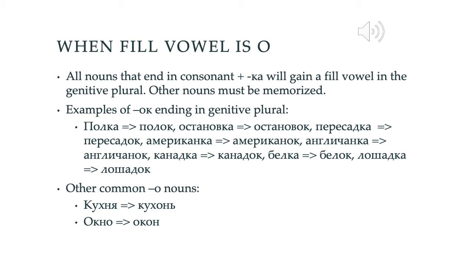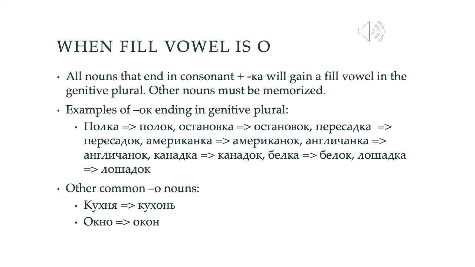So polka, a shelf, is going to become polok. Astanovka, a bus stop or a stop, is going to become astanovok. Пересадка, a transfer, like if you're transferring from one bus to another, is going to become пересадок. Amerikanka, an American woman, will become Amerikanek. Angličanka, an English woman, will become Angličanek. Kanadka, a Canadian woman, will become Kanadak. Bielka, a squirrel, will become Bielak. Lashadka, a horsey or a little horse, will become Lashadak.